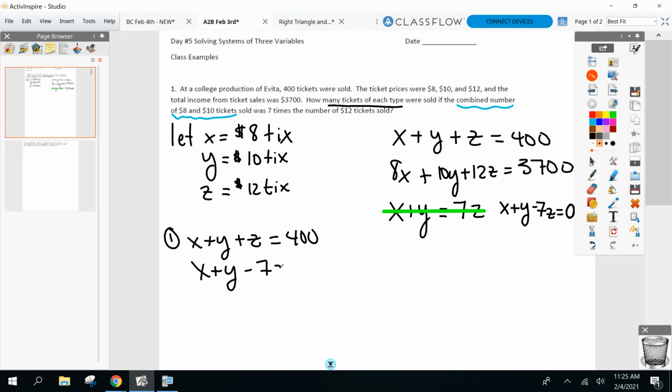And you guys are going to try to eliminate a variable. Same way we've been doing. Take one equation, multiply it by a number for me to eliminate one of the variables. And I'm going to let you guys do this work. What do you want me to multiply by to eliminate x, y, or z here?